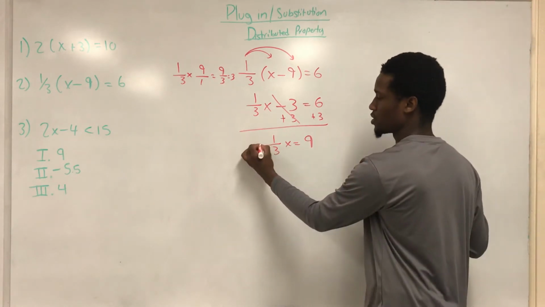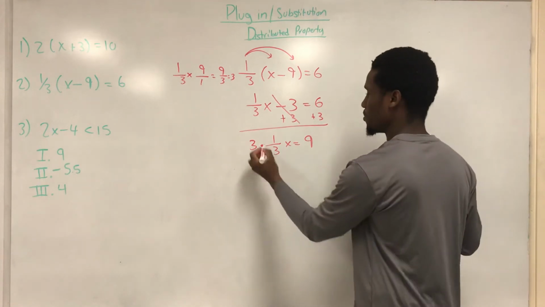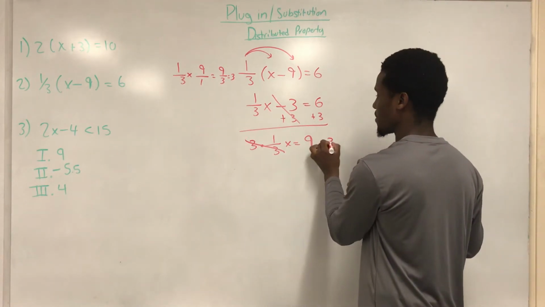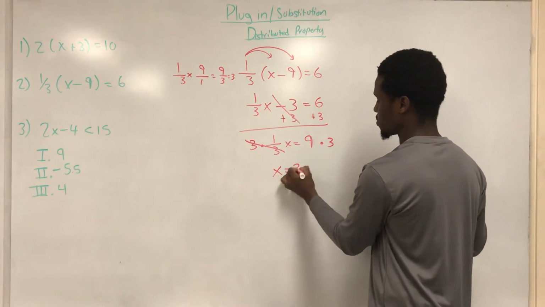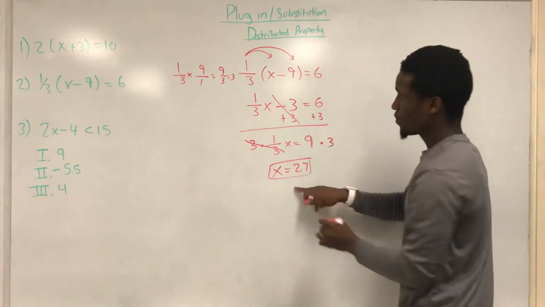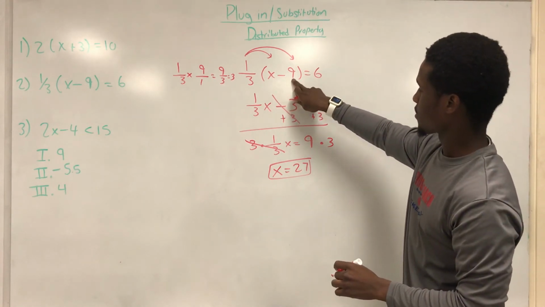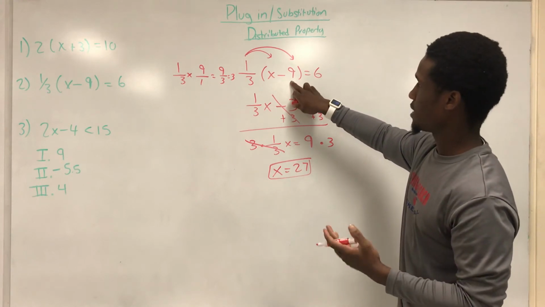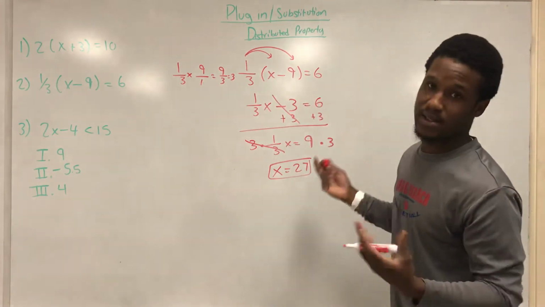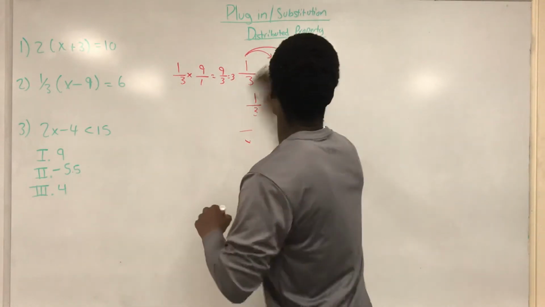And then I'm just going to multiply by 3. It's actually multiplying by 3 over 1. But multiply by 3. Multiply by 3. So I have 1x is equal to 27. And if we plug that in, we have 27 minus 9. Alright? And then 27 minus 9 is of course 18. And 1/3 of 18 is going to be equal to 6. Alright? Let's go through the last one.